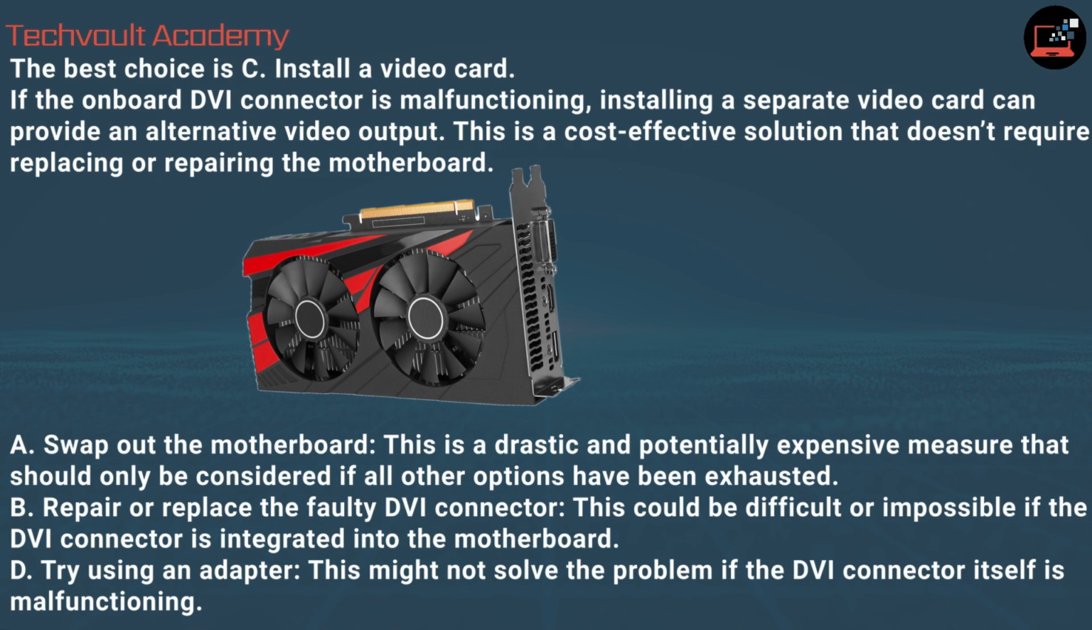The best choice is C. Install a video card. If the onboard DVI connector is malfunctioning, installing a separate video card can provide an alternative video output. This is a cost-effective solution that doesn't require replacing or repairing the motherboard. A. Swap out the motherboard. This is a drastic and potentially expensive measure that should only be considered if all other options have been exhausted.